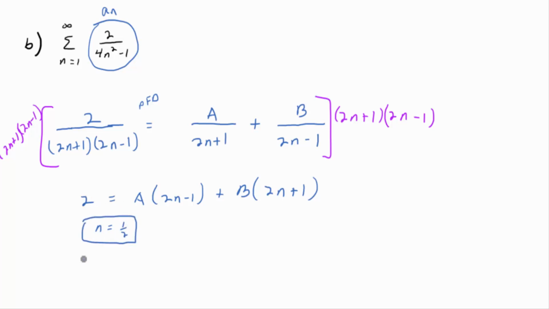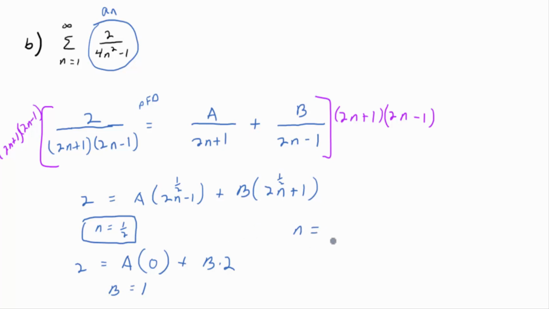So when you let n equal 1/2, the left side stays the same. And what do you get? Well, when it's 1/2, this whole A term goes away, right? You get A times 0, 1 minus 1. And then what do you get over here? B times 2, 1 plus 1. So what's B going to equal? 1. And then you might be able to guess what A equals, but let's see if we're right.